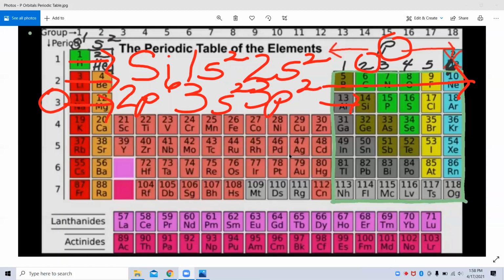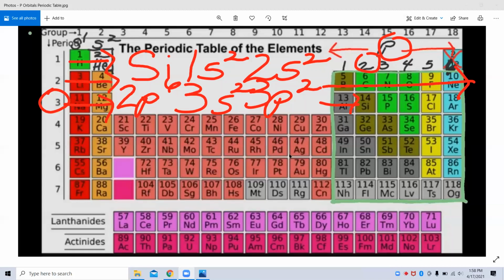Now, do you have the right number of electrons? Well, you add the superscripts. That's 2 plus 2 is 4, plus 6 is 10, plus 2 is 12, plus 2 is 14, which is equal to the number of protons, which is 14 in a neutral atom of silicon.